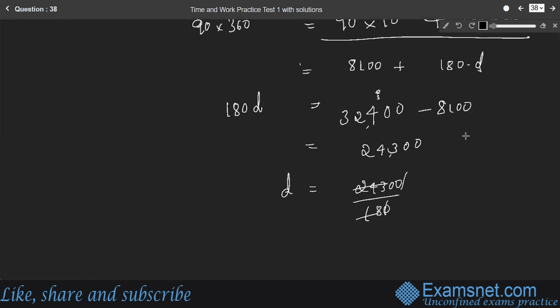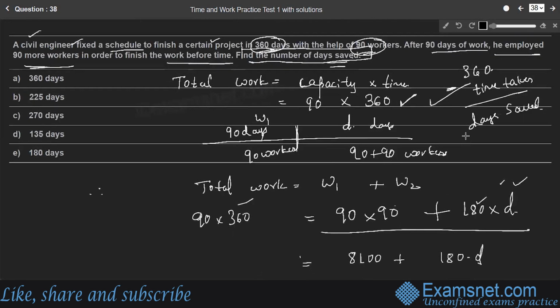And the value of D is 24,300 by 180. So we can cancel 0 and 0. 18 into 1, then 18 into 3, 54. 18 into 5. So D is equal to 135 days. In the second part of the work, they took 135 days.